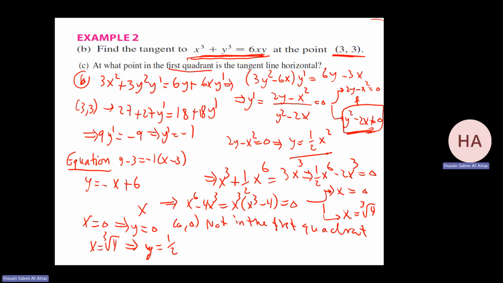Yeah. Okay. That will be 1, y equals half. What is it? x is cube root of 16. So this point is in the first quadrant. Actually, this is cube root of 2. Huh? Cube root of 16, it will be 8 times 2. Am I right? Square this. Yeah. That will be square root of 2. This is in the first quadrant.